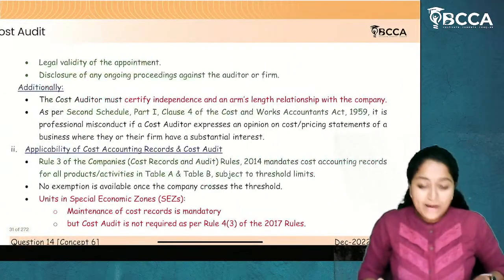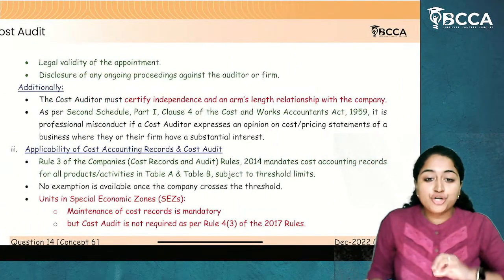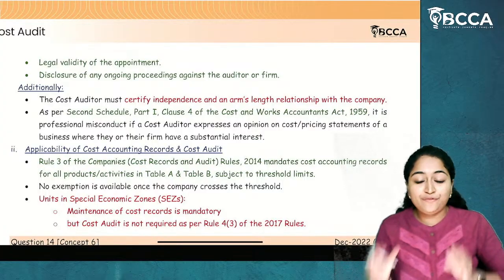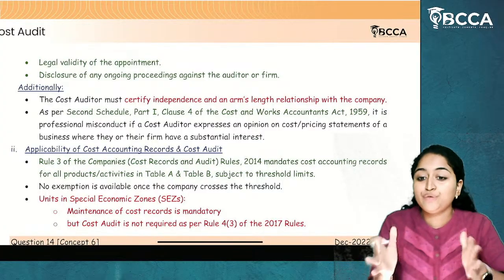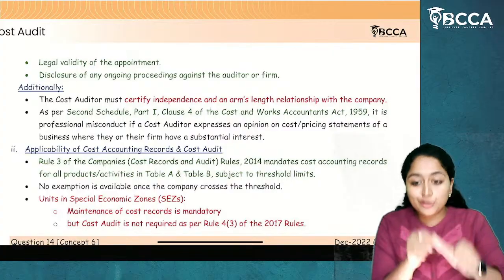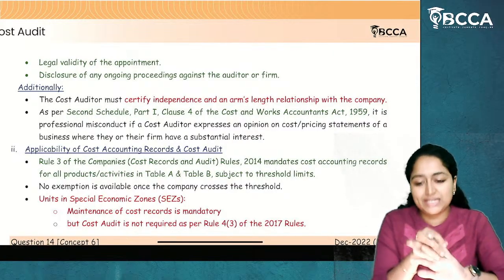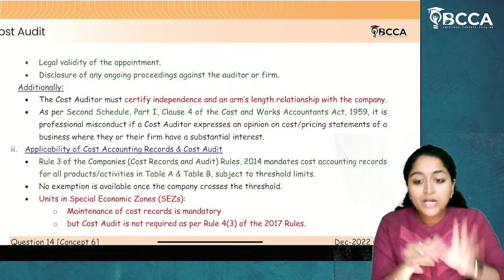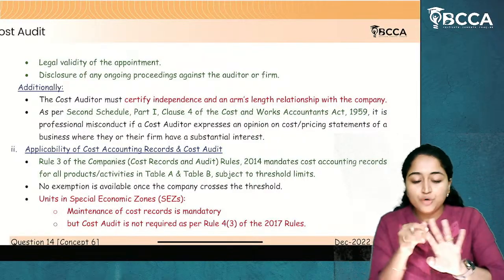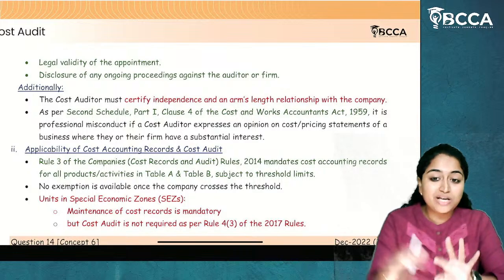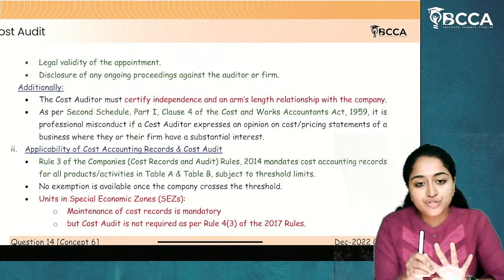Now, from Companies Cost Records and Audit Rules 2014, if you are just focusing on theory, what you have to focus on much: Rule 2, Rule 3, Rule 4, Rule 5, Rule 6. Rule 1 is not so important. Rule 2 is definitions; in that also I have given you 4 definitions. Those definitions you have to remember.